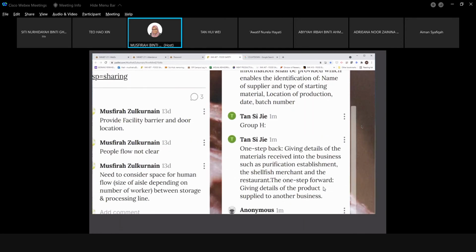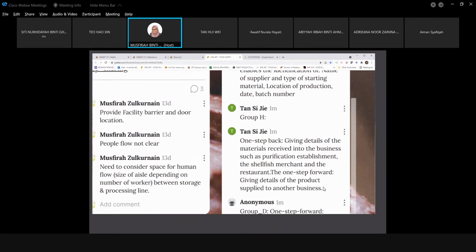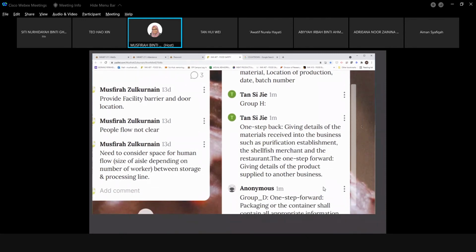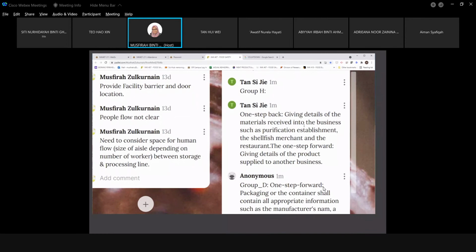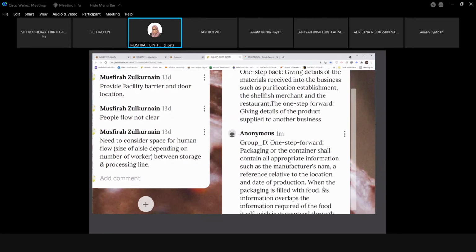Okay, all right, thank you, Group D. So Group H here, we have given details of material received from the business, the purification establishment. Yes, correct. Shellfish merchants, the restaurant. One step forward, details on the supplier, to who are the restaurants, which restaurants are involved.